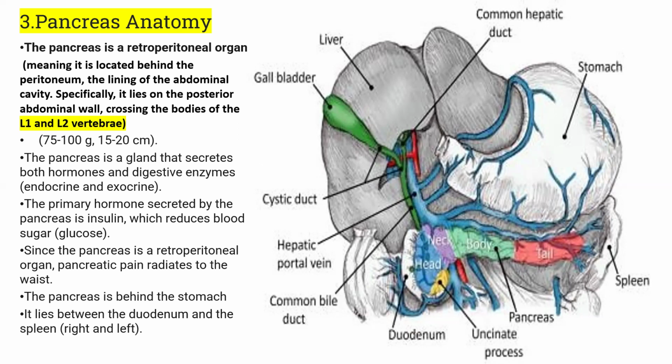So kindly watch the previous video. Duct, then there is the presence of the duodenum, the first part of the small intestine. It is your pancreas: head, neck, body, tail.